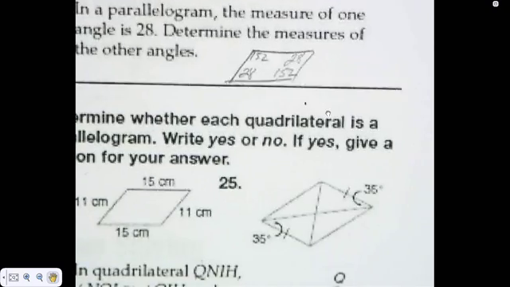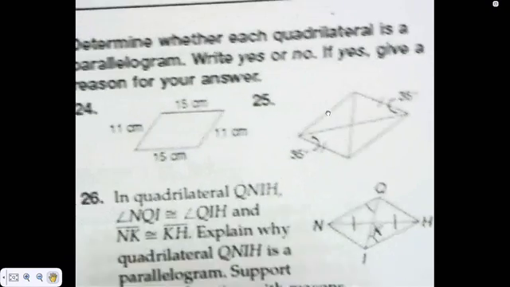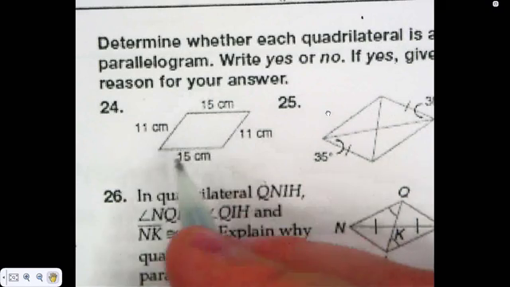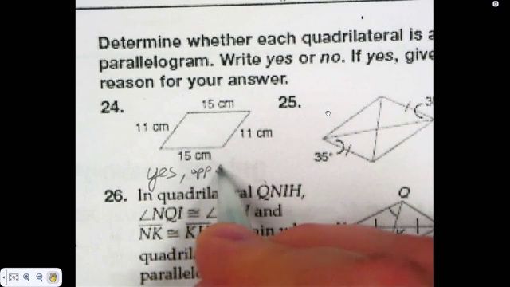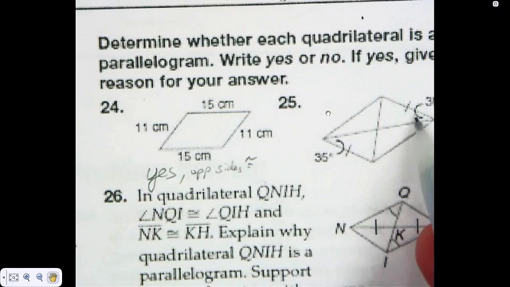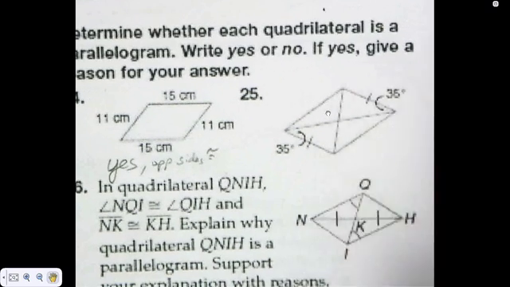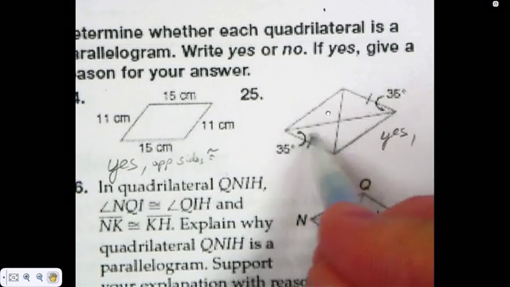Determine whether the quadrilateral is a parallelogram, right? Yes or no? Is this a parallelogram? Yes. Why? Opposite sides are congruent. How about this one? Yes. Why? Theorem 8. Well, if this is 35, this is 35, right?